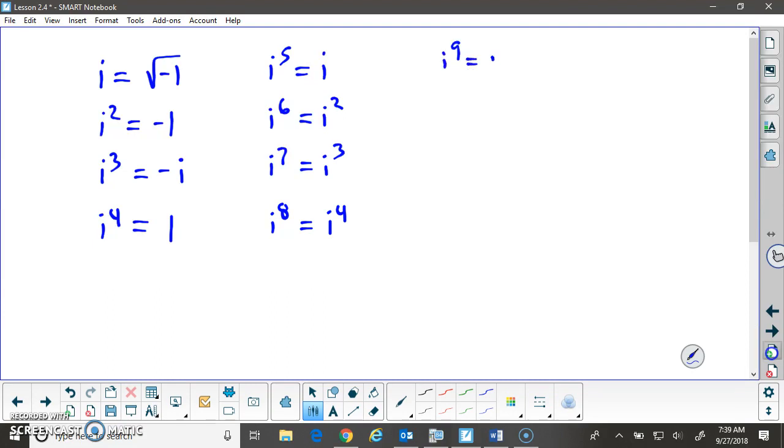i to the ninth is the same thing as i to the first. i to the 10th, same thing as i to the second. i to the 11th, same thing as i to the third. And i to the, let's fix that.